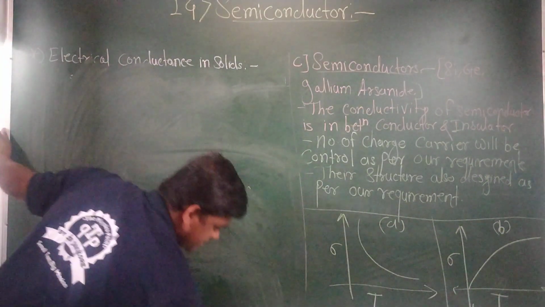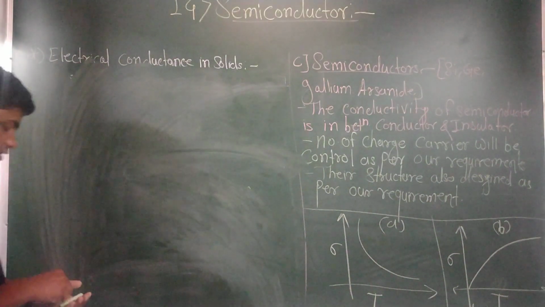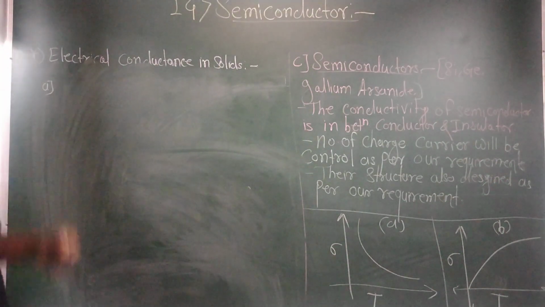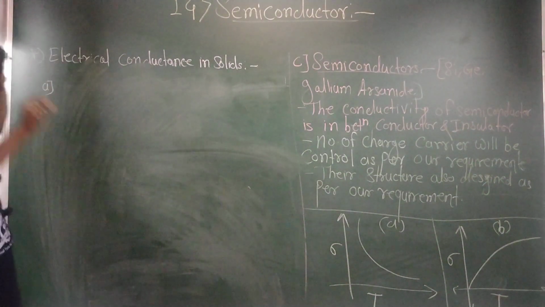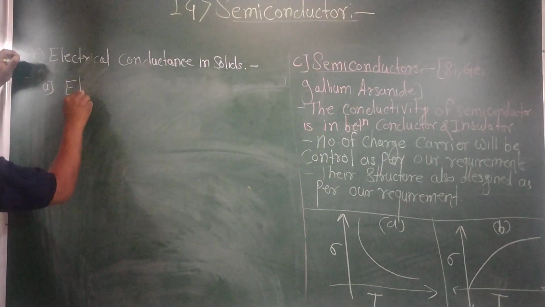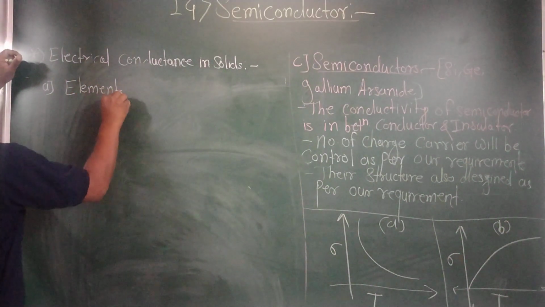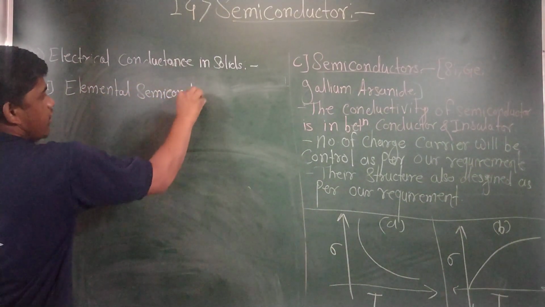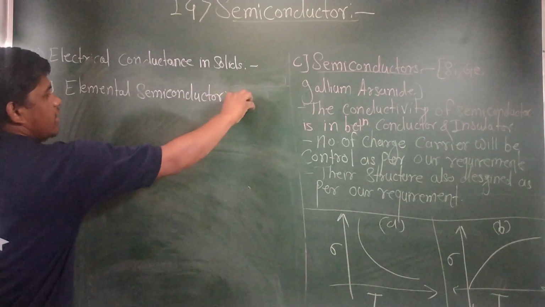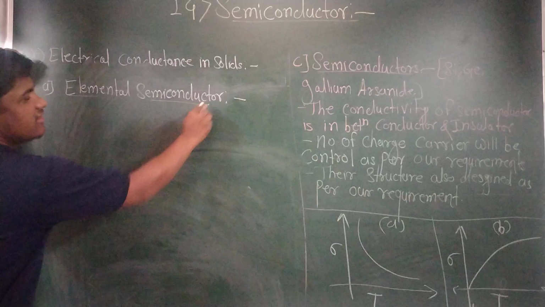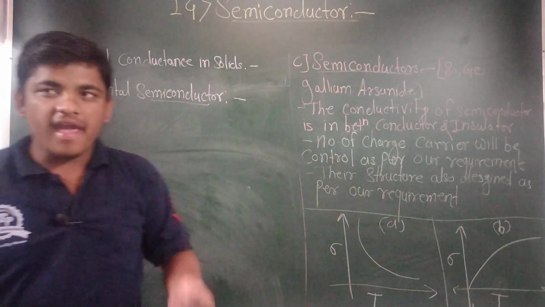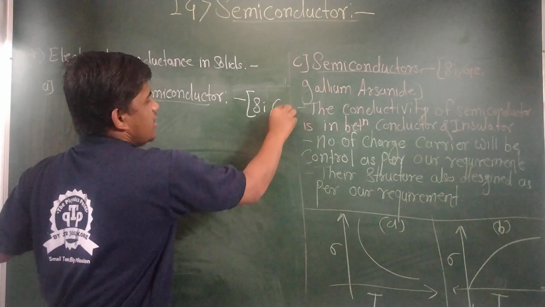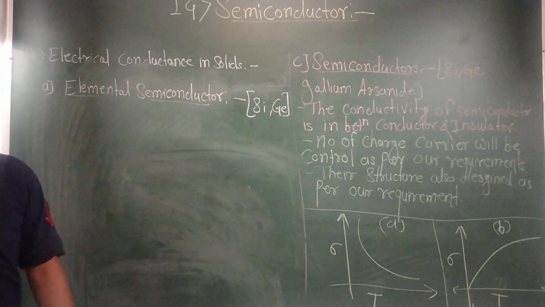Okay, let's start the discussion of the examples of the types of semiconductors. The first type is the elemental semiconductor. In elemental semiconductors, the most useful examples are silicon and germanium. Silicon and germanium are the examples of elemental semiconductors.